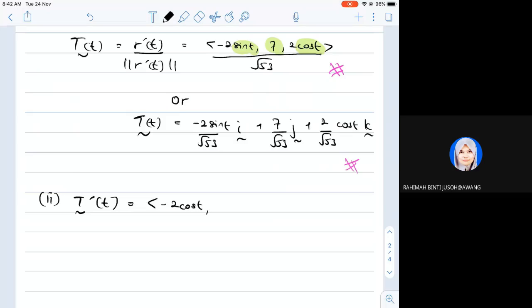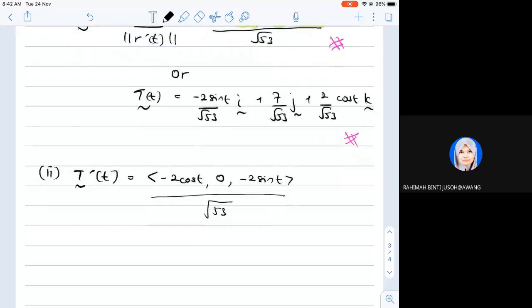Okay, differentiate 7, we will get 0. And then differentiate 2 cos t, negative 2 sine t, over square root of 53. Square root of 53 is just a constant. So just copy it down. We just bring the constant and we just differentiate the function.